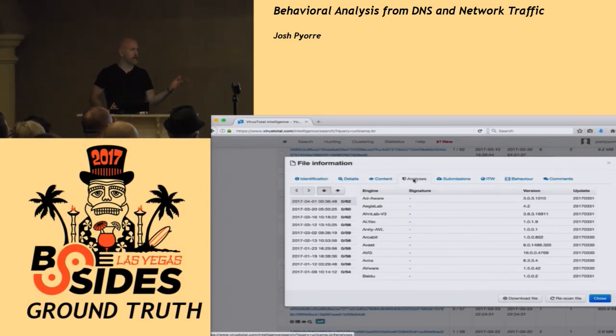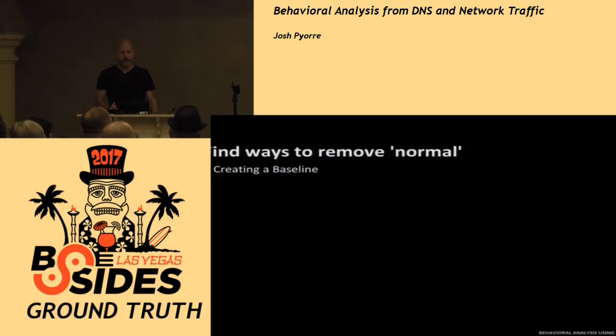You can also get categorization from Investigate. I want to find categorization in an open source form, but I can't seem to find a reliable source right now, because it's pretty much human based. People have to categorize things. So I'll find ways to remove normal. I'll create a baseline.